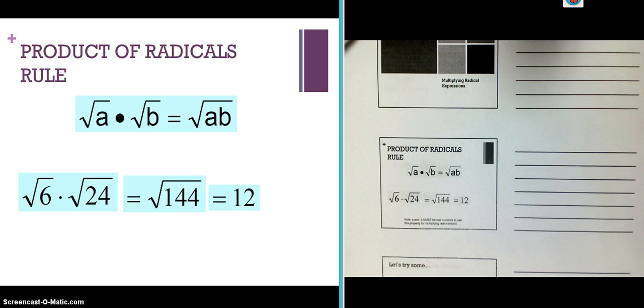If you remember, back when we did adding and subtracting radicals, we added and subtracted whatever was outside of the radical, but left what was inside the same. This is different. When we're multiplying radical expressions, you actually multiply what is underneath the radical. You multiply the two radicands together. So 6 times 24 is 144, and the square root of 144 is 12. Just note that a and b must be real numbers to use this property.